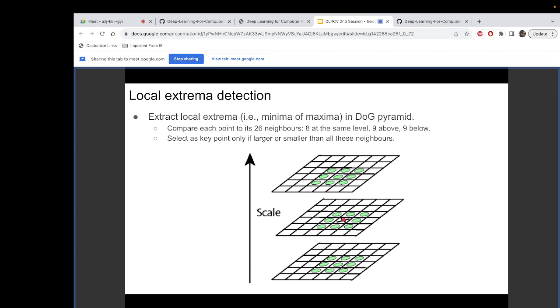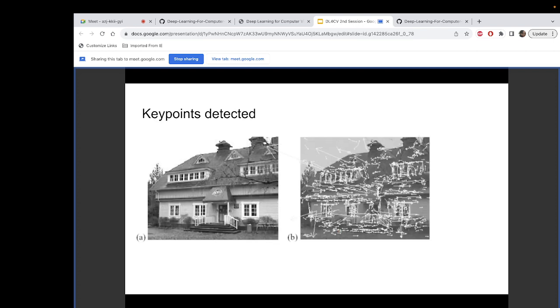Now if this point is interesting, it's either smaller than all of its neighbors or larger than all of its neighbors. If this cross point is higher than all these values or lower than all these values, then this point is somehow interesting to me because it is different. So this cross point is then taken as an interesting key point, and we mark it. That is what we do throughout the entire image. We mark all these interest points, and this is what the key points are.